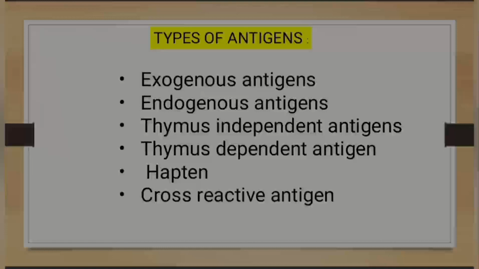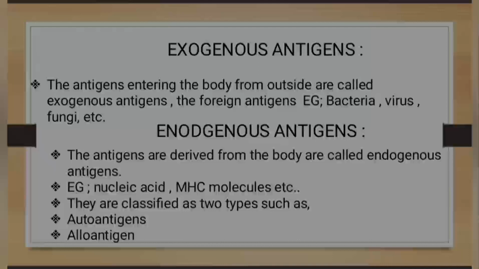Another one is types of antigen: exogenous, endogenous, thymus independent, thymus dependent antigens, hapten, and cross-reactive antigen. First one is exogenous antigen. These are antigens entering the body from outside. Exo means outside, the outer region. That means the foreign antigen. Examples are bacteria, viruses, fungi, and many things. The foreign particles entering is called exogenous antigen.